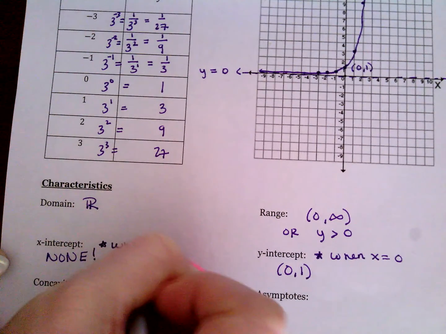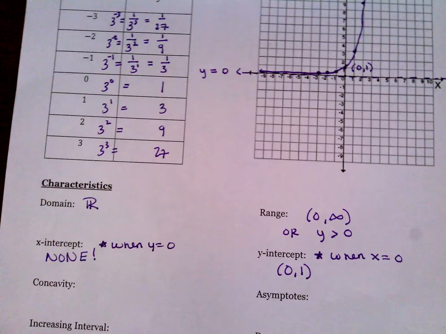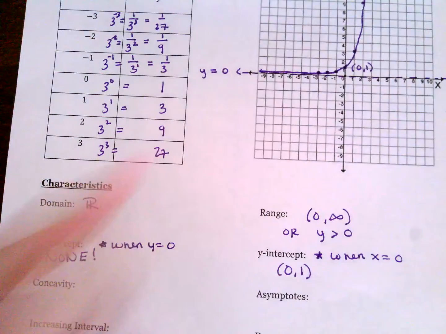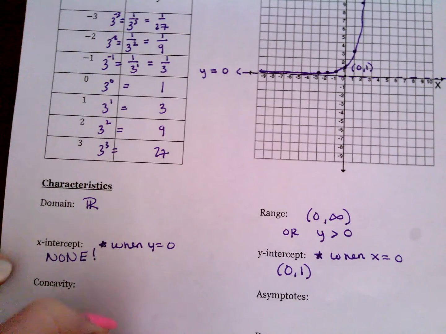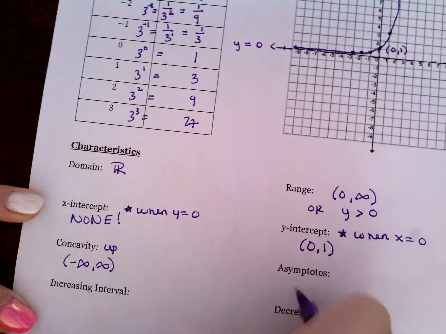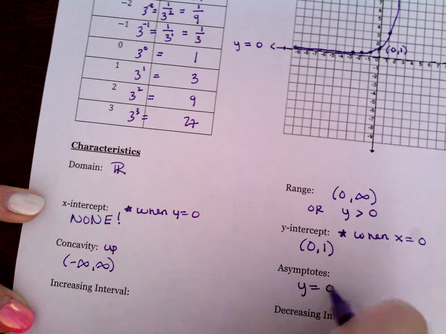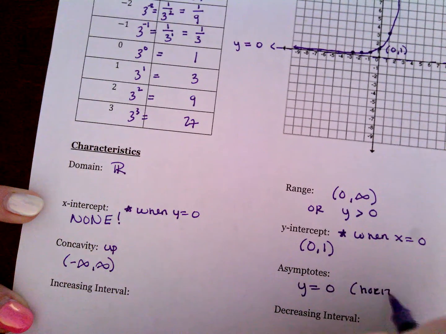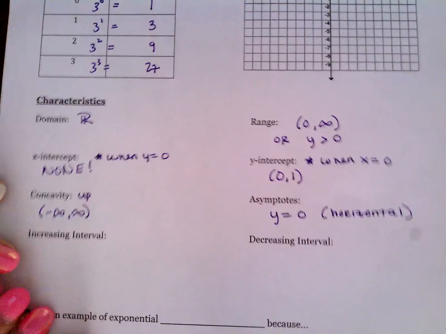Concavity, this was going to be concave up. Right, look at the curvature of it. So it's going to be concave up on the entire domain, from negative infinity to infinity. Asymptotes, so you've got 1. We labeled it on the picture, which is helpful. Y equals 0, and I'll say that it's a horizontal asymptote. Exponential functions actually won't have a vertical asymptote, but their inverse will, which is what we're going to be learning about a little bit later.